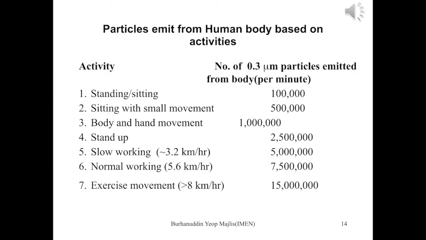Slow walking at a speed of 3.2 km per hour is about 5 million particles in a minute. Normal walking, 7.5 million particles emitted from your body. And exercise movement greater than 8 km per hour is about 15 million particles emitted from your body in a minute.